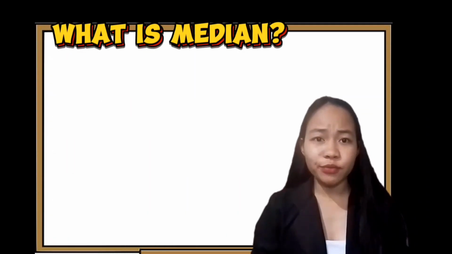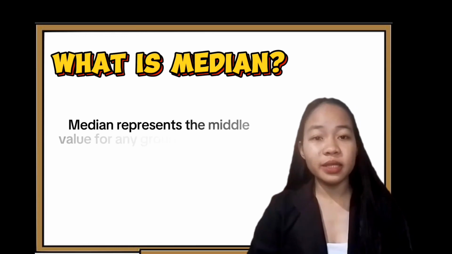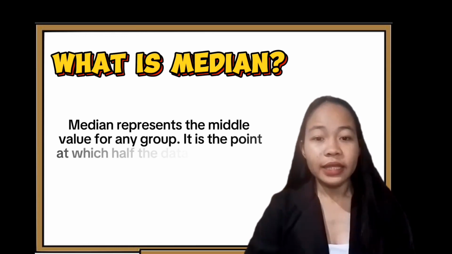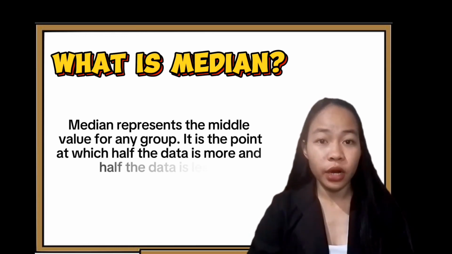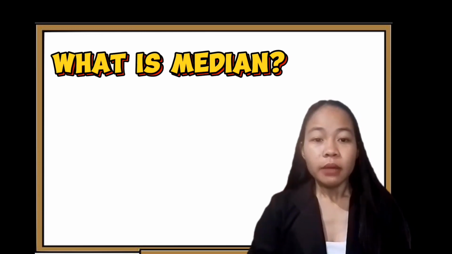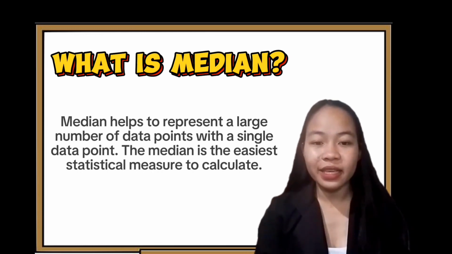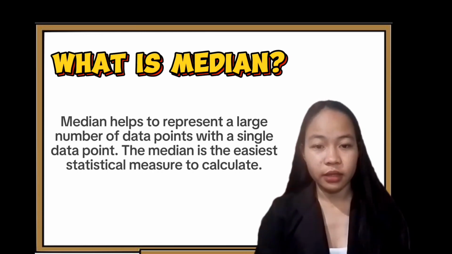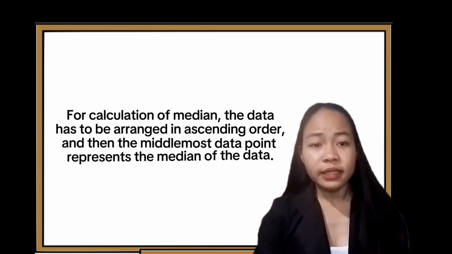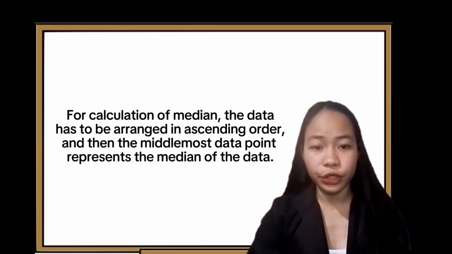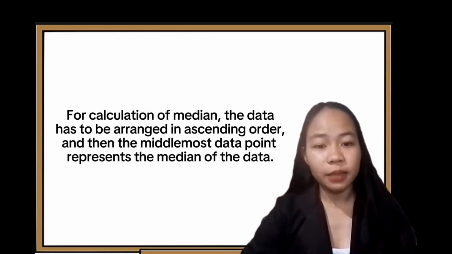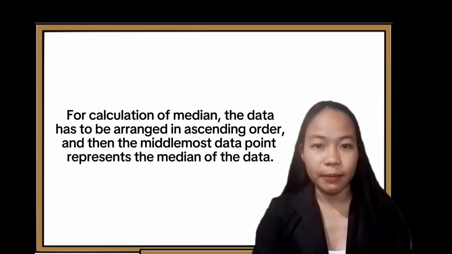And now let's proceed to the median. But what is the median? Median represents the middle value for any group. It is the point at which half the data is more and half the data is less. Median helps to represent a large number of data points with a single data point. The median is the easiest statistical measure to calculate. For calculation of the median, the data has to be arranged in ascending order, and then the middlemost data point represents the median of the data.